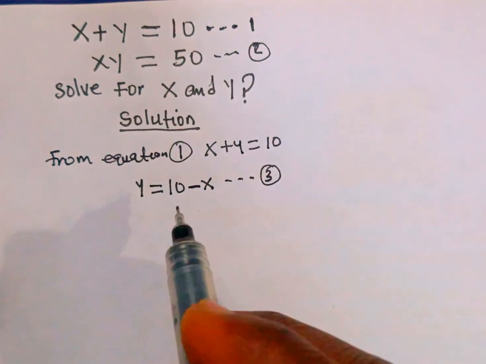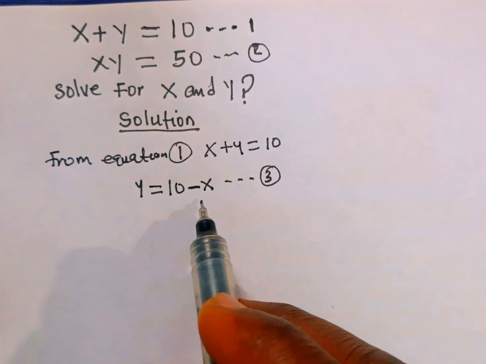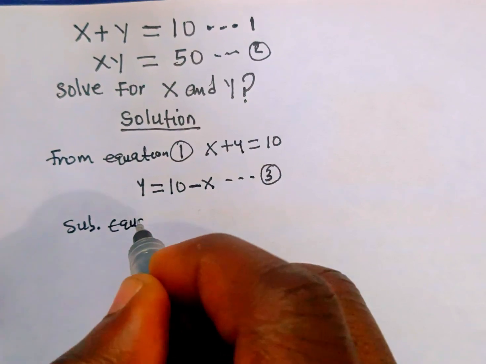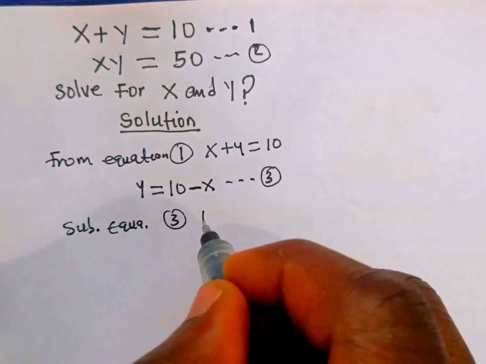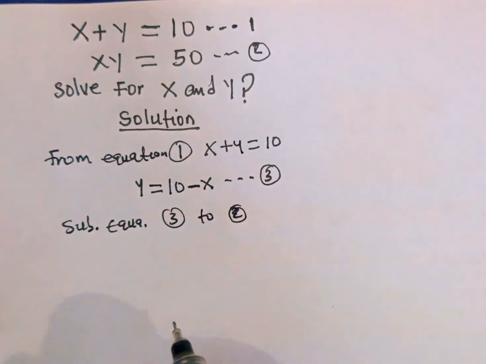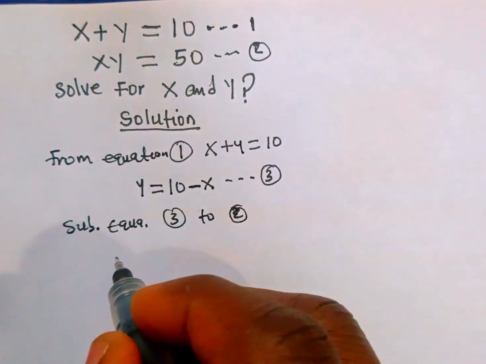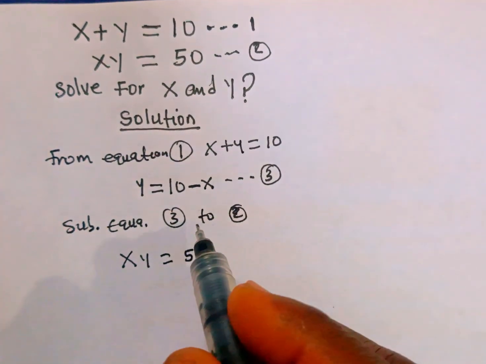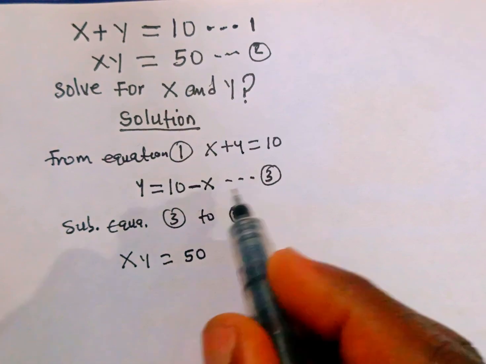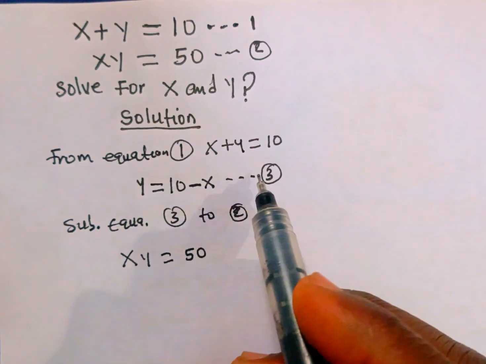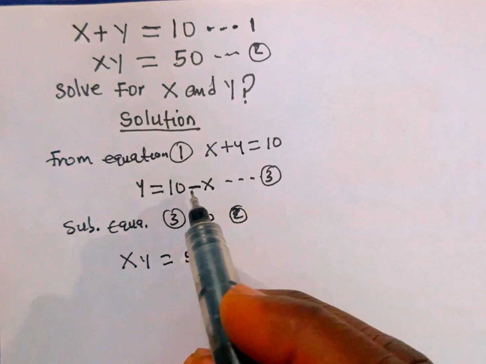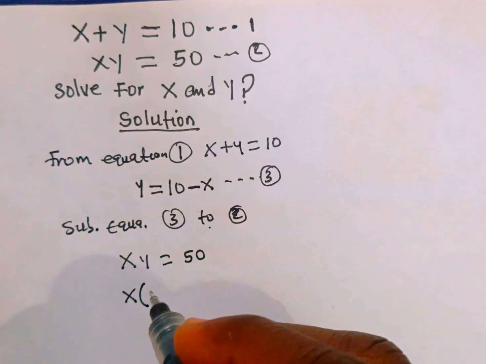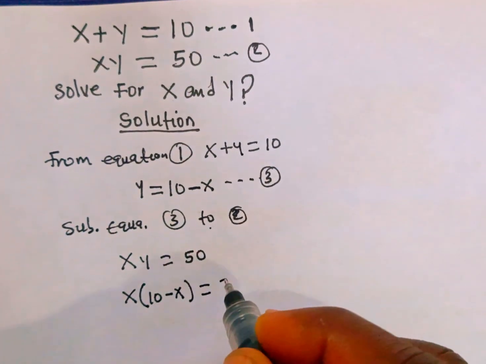So the next thing we're going to do is to substitute this value of y, 10 minus x, into equation 2. So we're going to substitute equation 3 into equation 2. From equation 3, we have y, and equation 2 is x y, which is equal to 50. When we substitute equation 3 into 2, anywhere we see y, we are going to replace it with 10 minus x. So this is going to be x, and in place of y, 10 minus x, which is equal to 50.